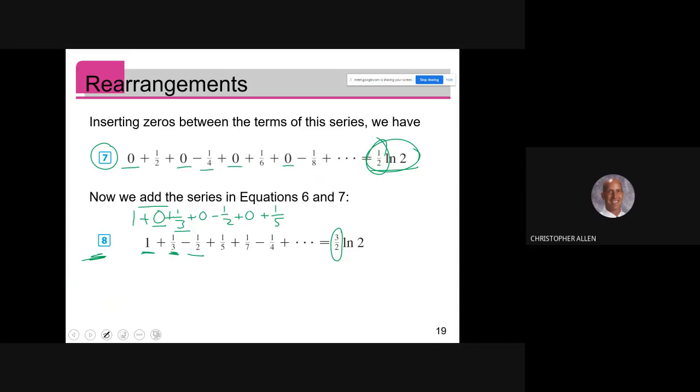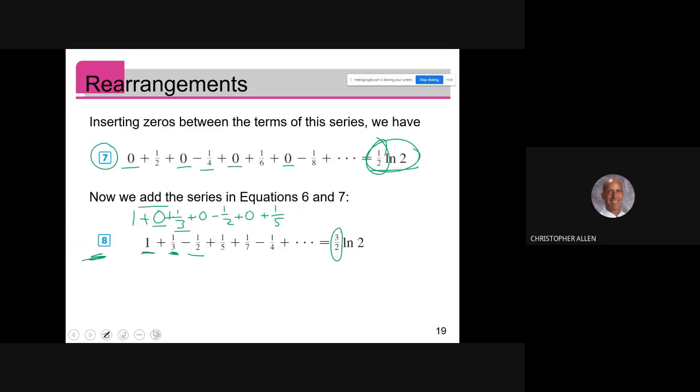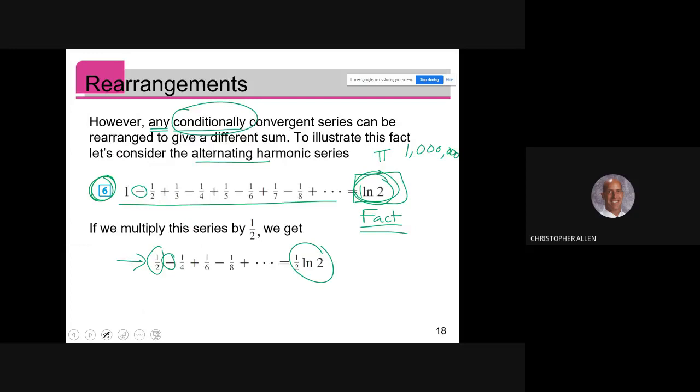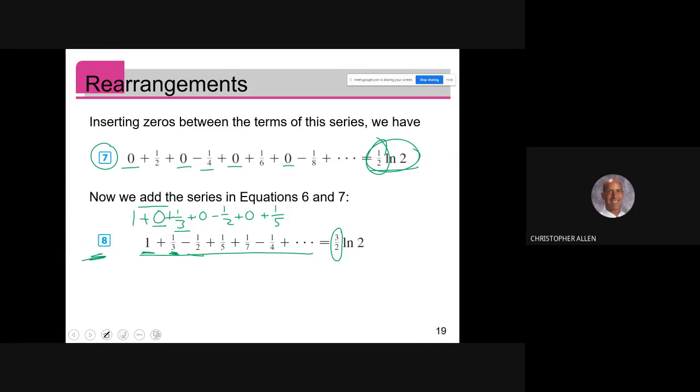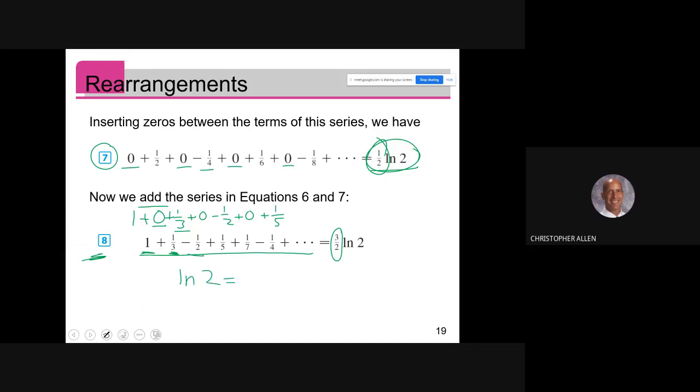Interesting. Now, notice that the series in 8 contains the same terms as in 6. So 8 is this one. Look at these terms. Now let's go back to 6. Look at these terms. So basically what we have shown is that, and by the way, what does 6 equal? We have shown that the ln of 2 is equal to what? 3/2 the ln of 2. Look at us. We did it. It's not possible. As soon as you see something like this, you know that there's something wrong.